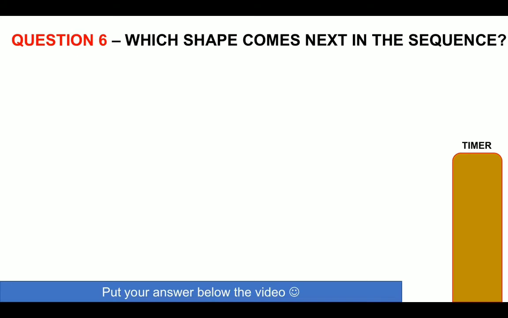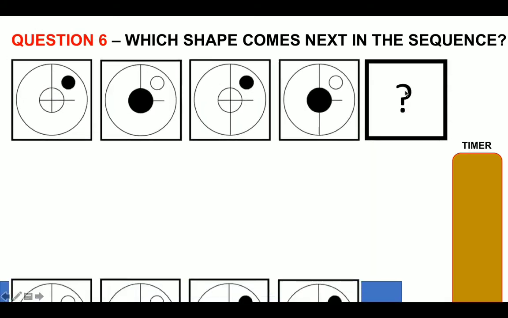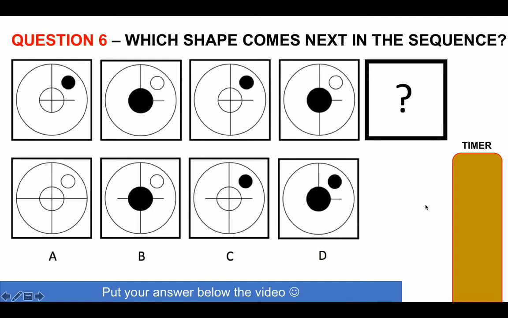Question 6, which shape comes next in the sequence? So you're looking for which one comes here. These are your options, A, B, C or D. I'm going to give you 15 seconds. Off you go, guys. Thank you. So don't forget what you've learned, alternating colours, increases or decreases in shapes or movement of shapes.